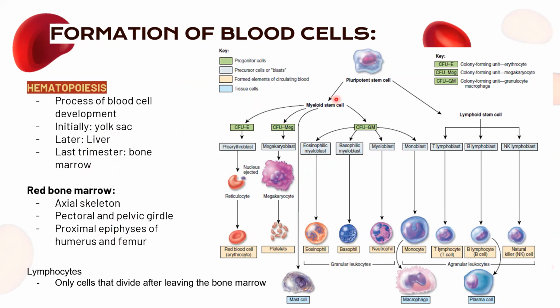Here you could see the pluripotent stem cell where all cells come from, and the pluripotent stem cell differentiates into a myeloid stem cell or a lymphoid stem cell. Myeloid stem cells and lymphoid stem cells are where the different specific cells in the body come from. Worthy to note that lymphocytes are the only cells that divide after leaving the bone marrow.